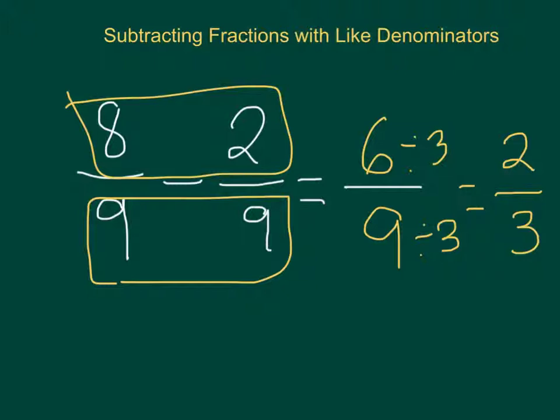So after subtracting 8/9 minus 2/9, I get 6/9, which can then be reduced because both numbers have a common factor, which is 3. We divide that to reduce it down to 2/3 as our final answer.